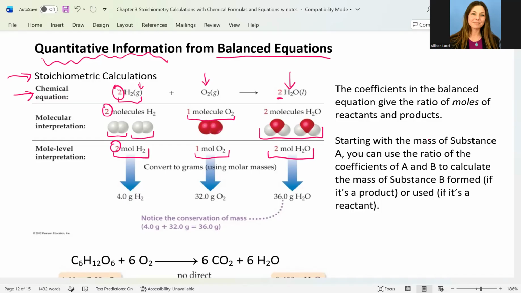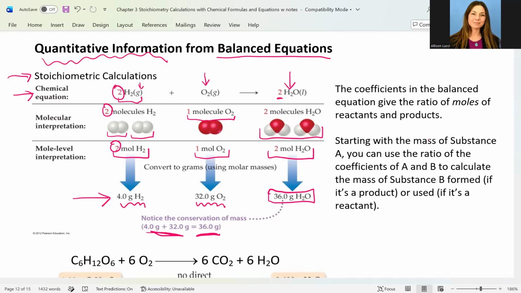So down at the bottom here, we can look in this last row, and the mass of 2 moles of H2 is approximately 4 grams. The mass of 1 mole of O2, so 16 plus 16 for oxygen, is 32 grams. And our product, 2 moles of water at about 18 grams per mole, gives us 36 grams of H2O. And we can see that on the reactant side and on the product side, mass is conserved.